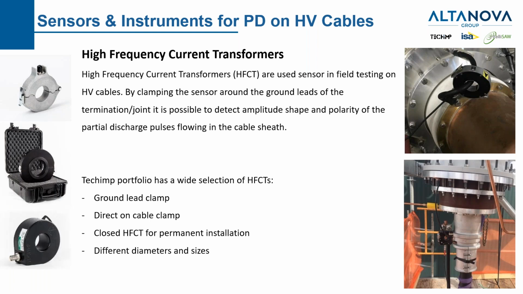And we can provide not just one size and one kind of HFCT. We have clamp HFCT, like the gray one in the top left of the screen right now. We can have them directly on cable. Those have a bigger hole to be clamped directly around the cable, or we also have a permanent solution with closed HFCT, sorry. Those will be installed during the cable installation, and they will remain permanently installed with a good grade of protection, and they will be stable for all the asset lifetime.